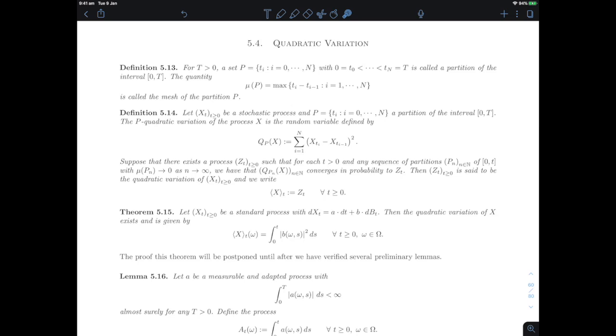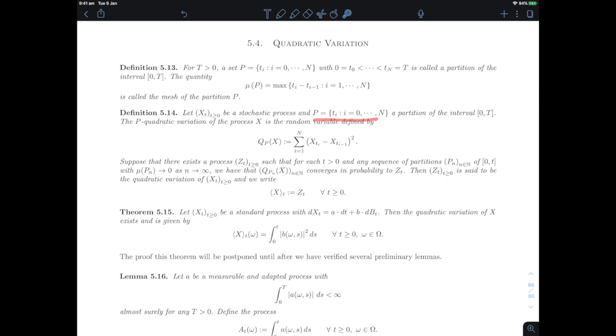Now, given a partition, there's something we call the mesh of the partition, which is the maximum of the distance between t_{i-1} and t_i. So when we refine a partition, when we take this limit as n goes to infinity, really we're asking for the mesh of the partition to tend to 0. So what we're going to call the quadratic variation of a process: first of all, we can talk about a quadratic variation of a process associated with a given partition. We call that the P-quadratic variation of the process.